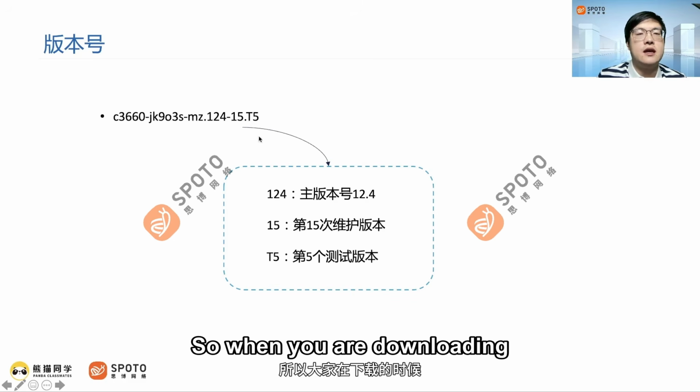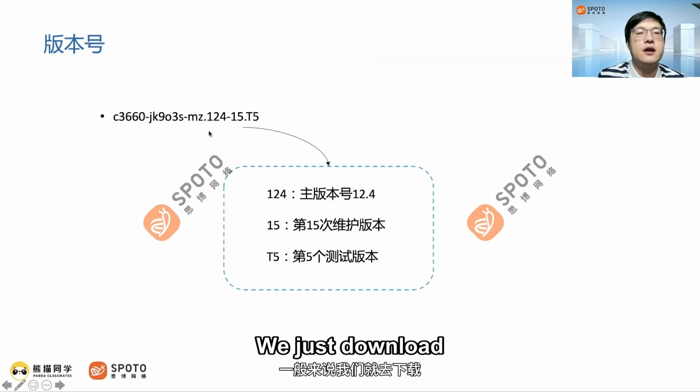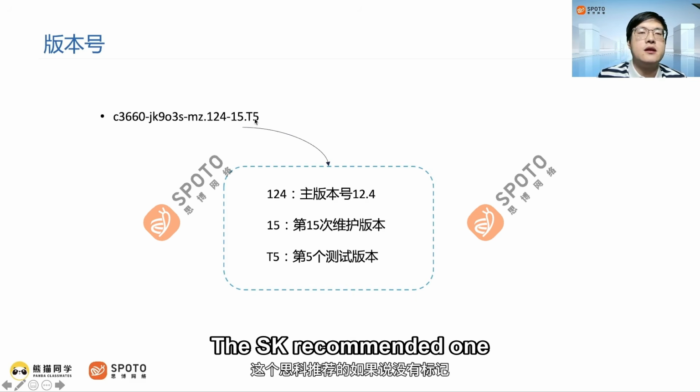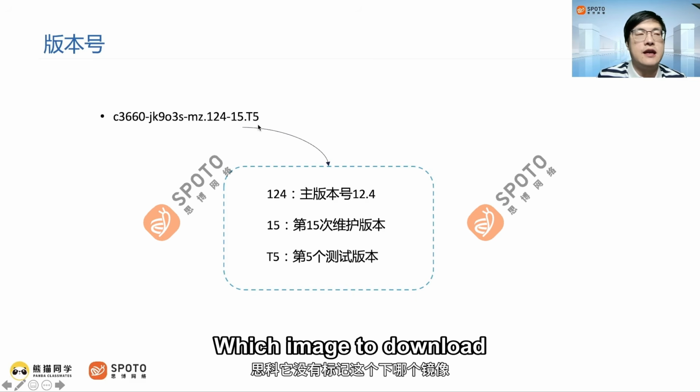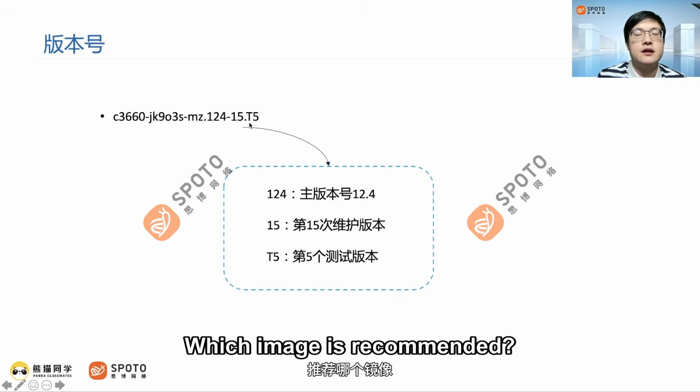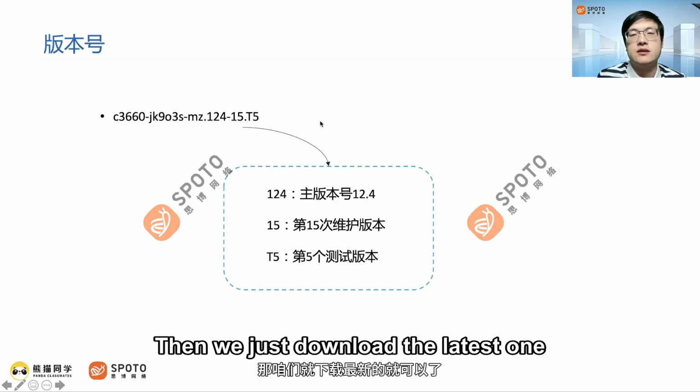So when you are downloading, generally we just download the one Cisco recommends. If there is no mark, meaning Cisco has not marked which image to download, then we just download the latest one.